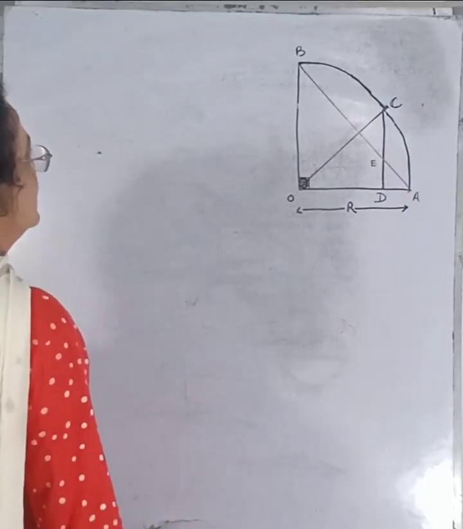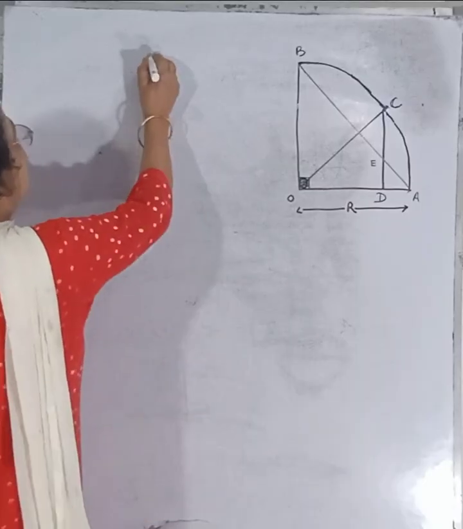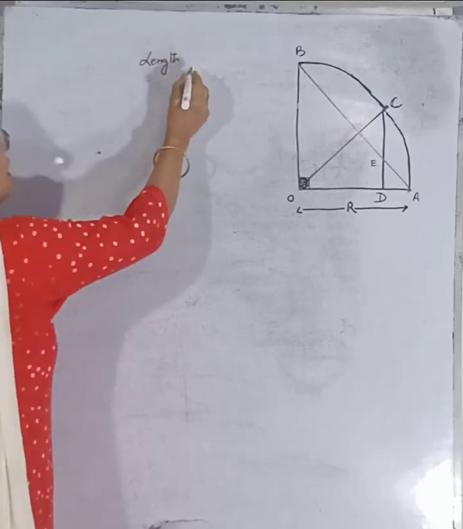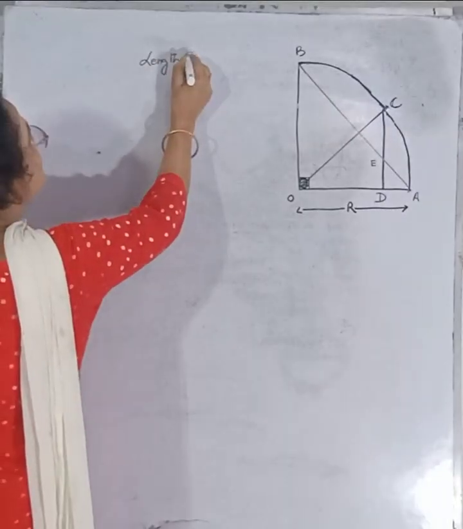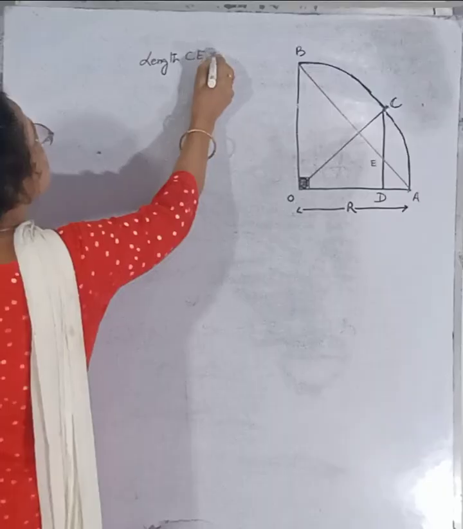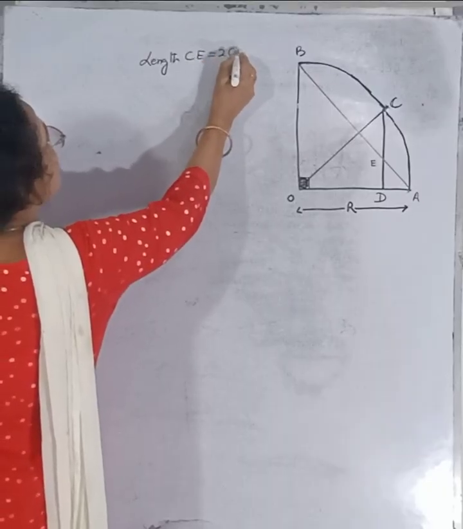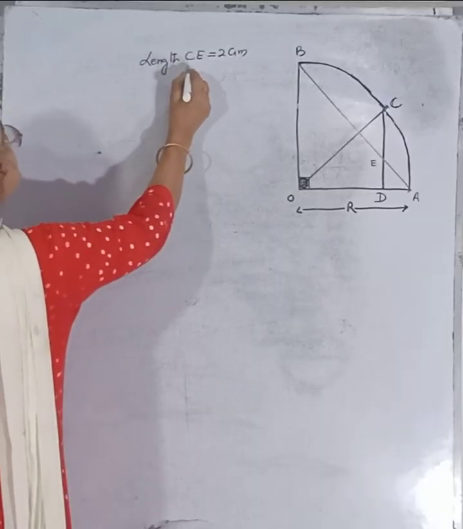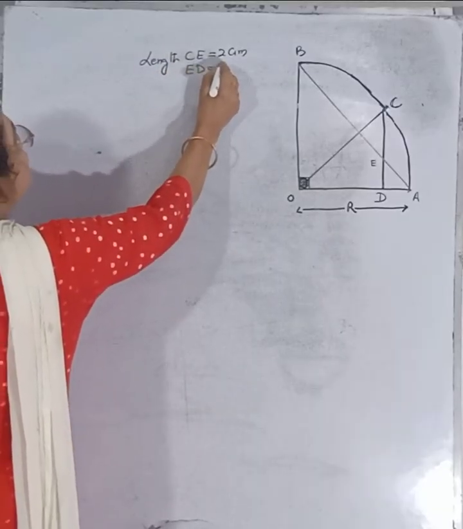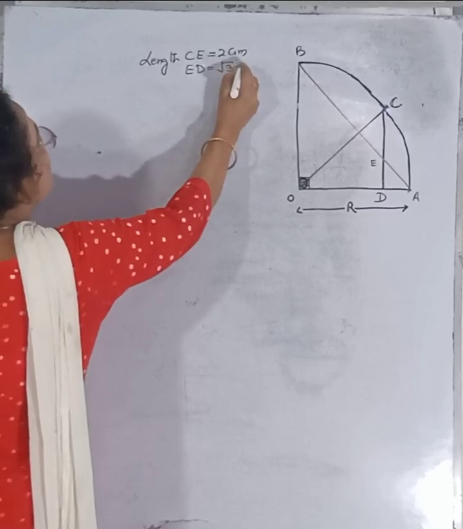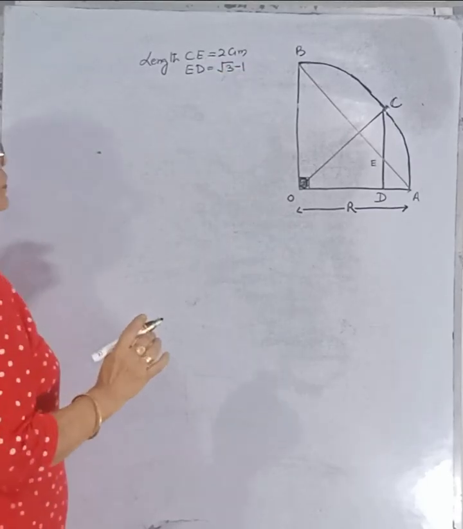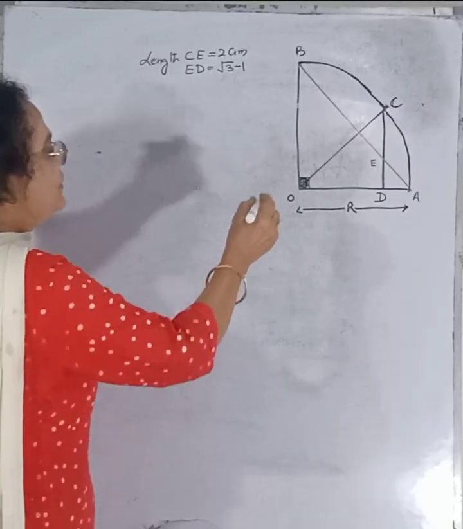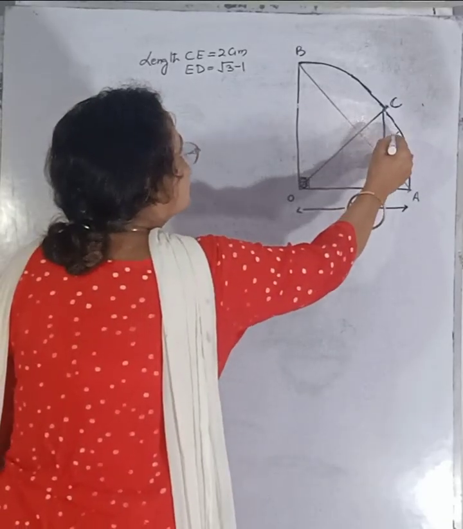Okay, the length we are given: the length of CE is equal to 2 centimeters. This is given to us, and ED is equal to root 3 minus 1. This is the condition only. We have to find the area of that segment.